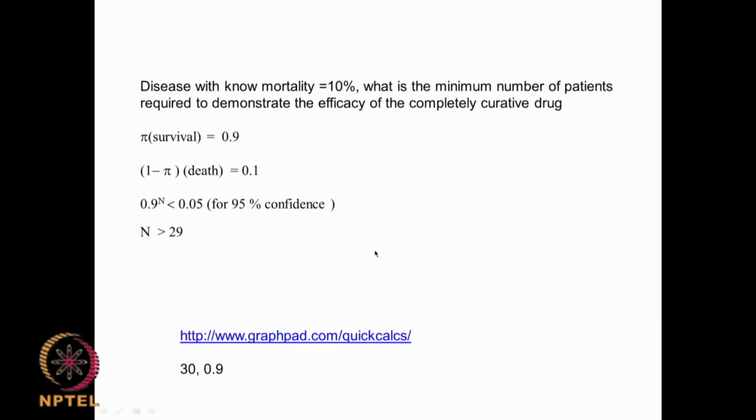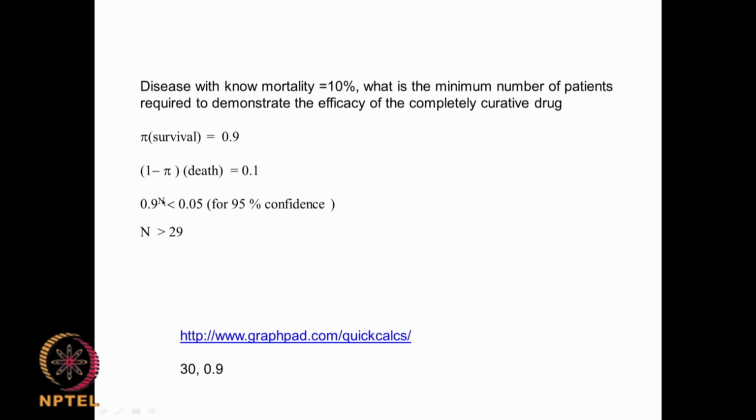Now let us look at another problem. Now there is a disease with known mortality 10%. What is the minimum number of patients required to demonstrate the efficacy of the completely curative drug? That means there is a disease of mortality of 10%, that means 0.1, okay. Survival if you take as pi is 0.9, 1 minus pi is death, which is 0.1, okay. I want to show completely curative, that means I do not want to see any disease, okay.